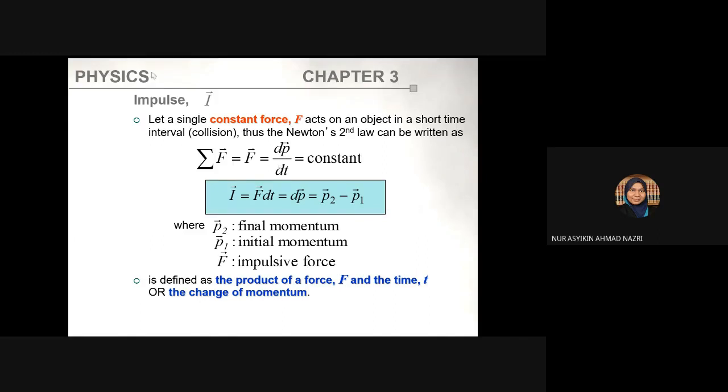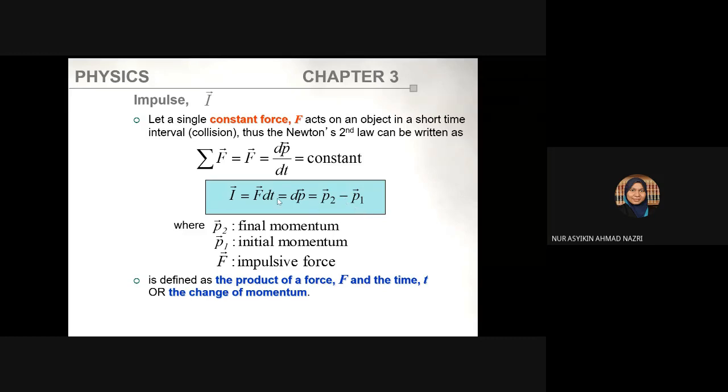Alright, and then let's see impulse. What is impulse? Let a single constant force act on an object in a short time interval. Thus Newton's second law can be written as, so here we relate with Newton's second law, where the impulse is actually the change of the momentum, or the difference between the final and the initial momentum. If there's no change, then that means the impulse is equal to zero lah.